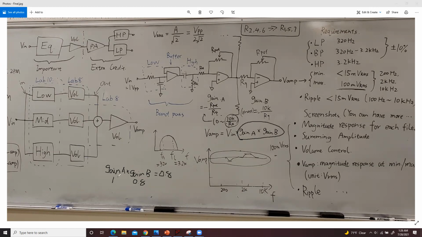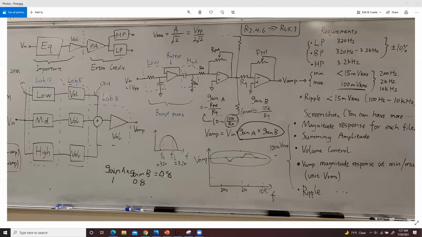For example, gain A equal to 1 means R4 is just 10K. And gain B equal to 0.8 means R9 is equal to something around 1.2, something around that. You can do the calculation. So that's how you do the calculation.